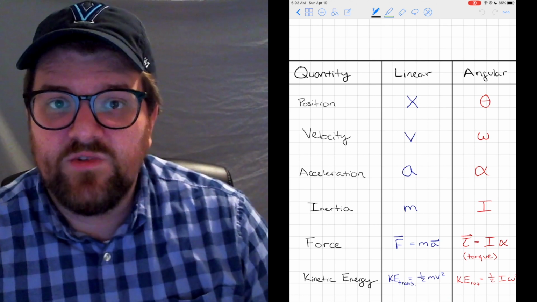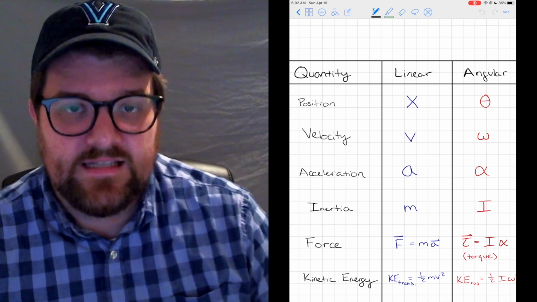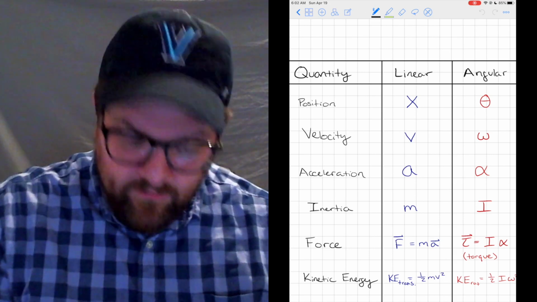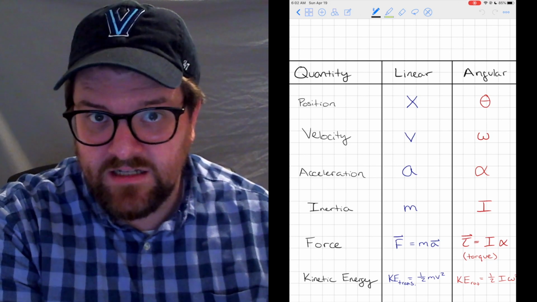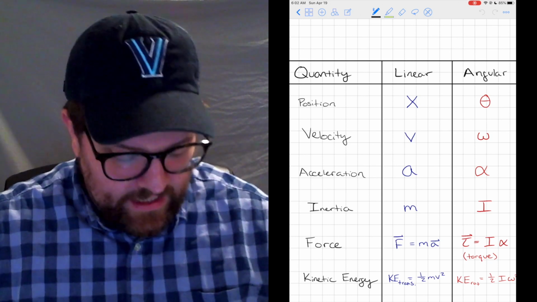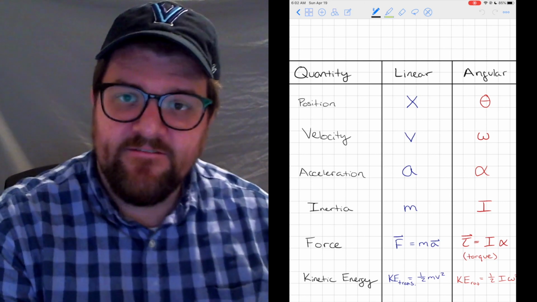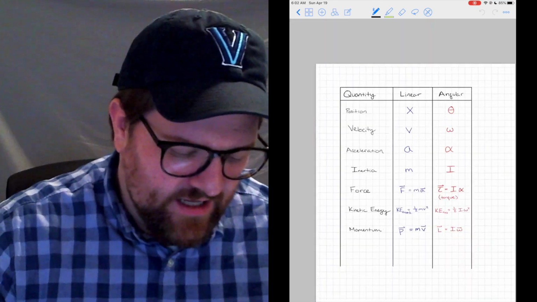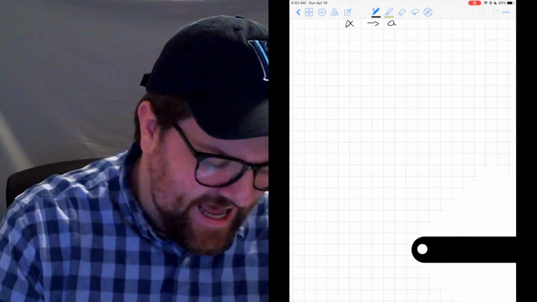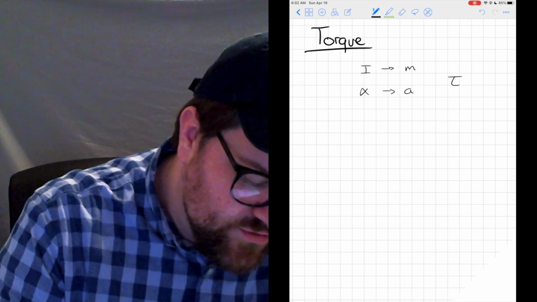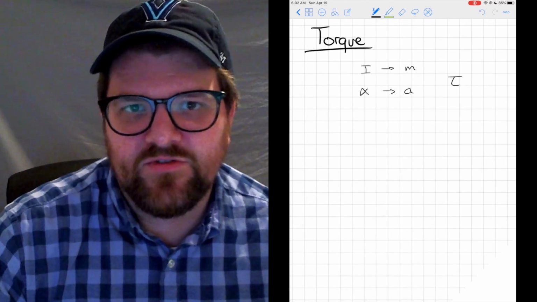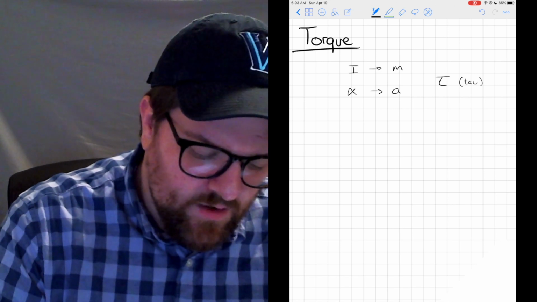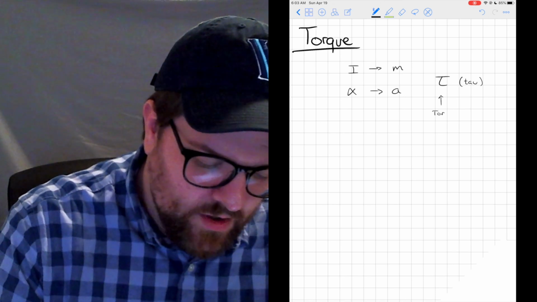listings, we have position, which is x in linear space. It's theta in angular. Velocity is v and omega. Acceleration, a, alpha. Inertia is going to be mass, m, or moment of inertia, I. And with force, we're talking about F and torque. And torque is going to be this tau. It's a lowercase tau, which I kind of draw as this. People draw taus very differently, but this is my tau, which is going to signify torque.